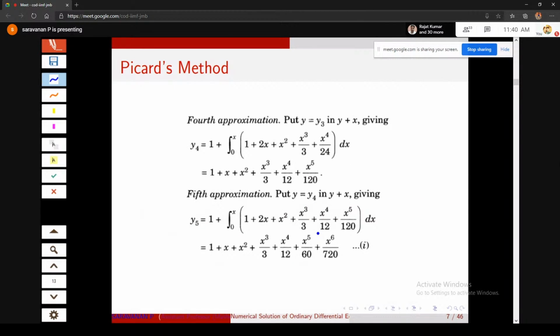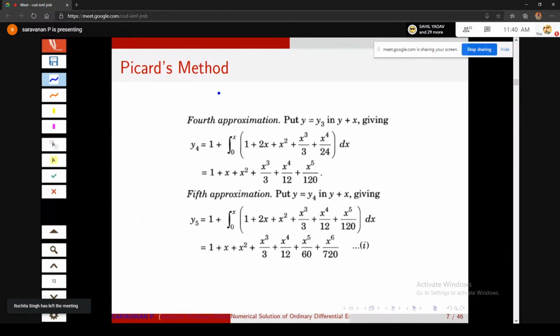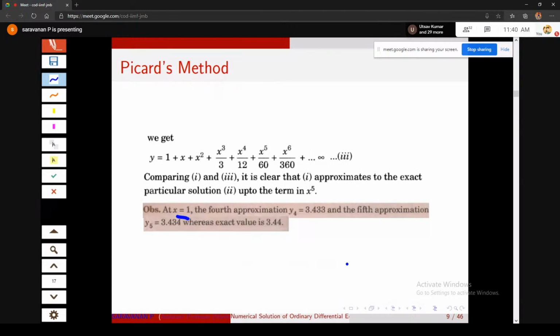Okay. Now suppose you want to compute the value of y at x equal to 1. So what you do, you substitute x equal to 1 there. In the fourth approximation, here you substitute x equal to 1. Here also you substitute x equal to 1 and compute the fourth and fifth approximation of y at x equal to 1. So you will get this y4 as 3.433 and the fifth approximation is this.